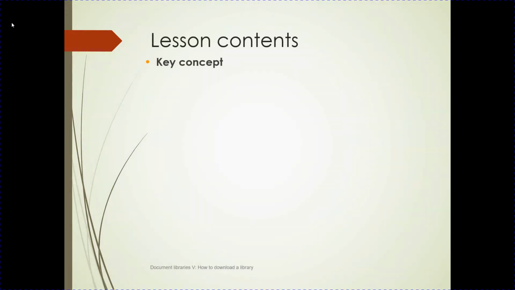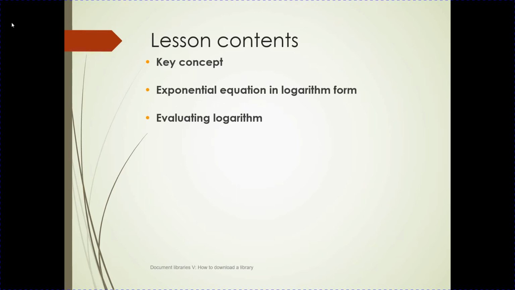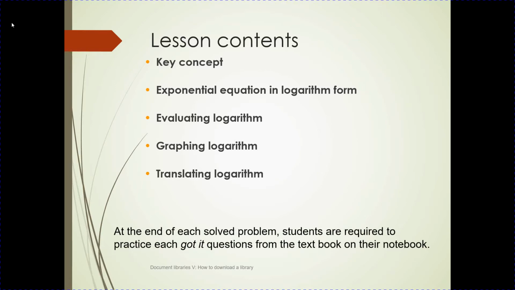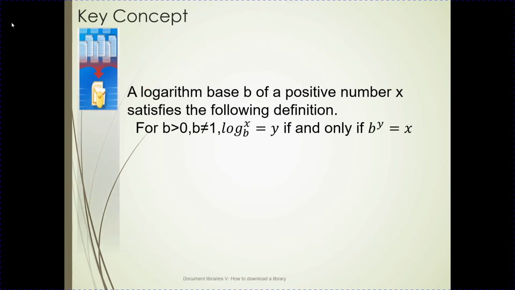In this week, we are going to discuss key concepts regarding logarithmic function, and then we are going to practice converting exponential equation to logarithmic form, and we also practice how to evaluate a logarithmic expression. We are going to discuss the graph of logarithmic function, and finally we will see how to translate a logarithmic function. As usual, at the end of each solved problem you should solve the guide equation from your textbook. Now let's go to the key concept.